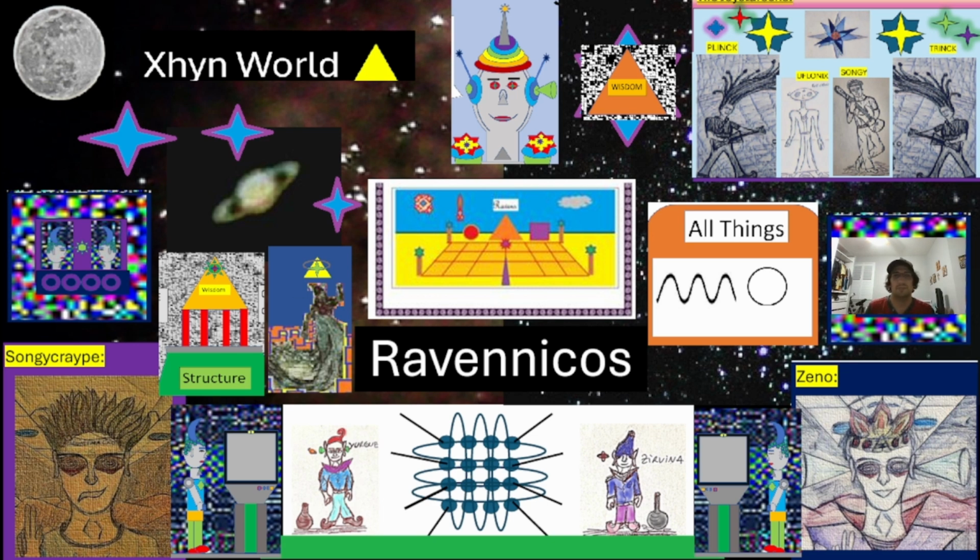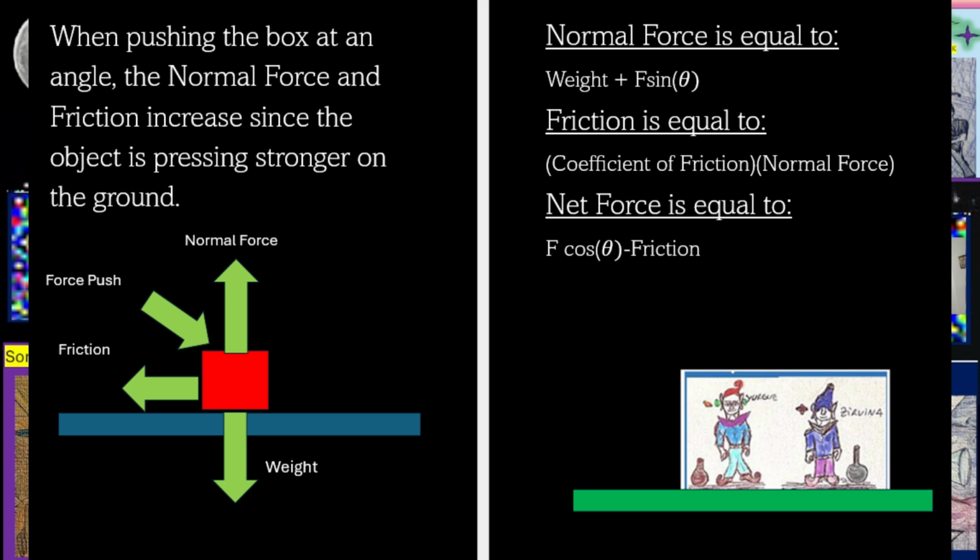Friction will depend on the normal force, which will be greater, so friction will be greater as well. Normal force is the same equation, except that instead of subtracting F sine of theta, we're going to add, because we are increasing the normal force there. And the equation for net force is the same, because the parallel direction of the force is still going to be the adjacent side of that triangle, which will be cosine.